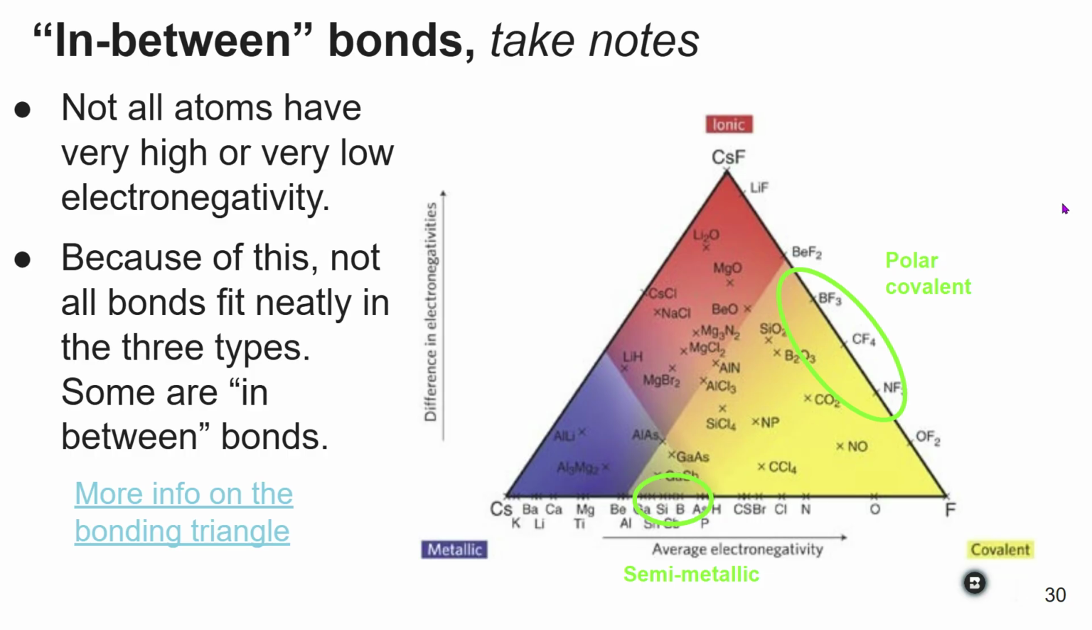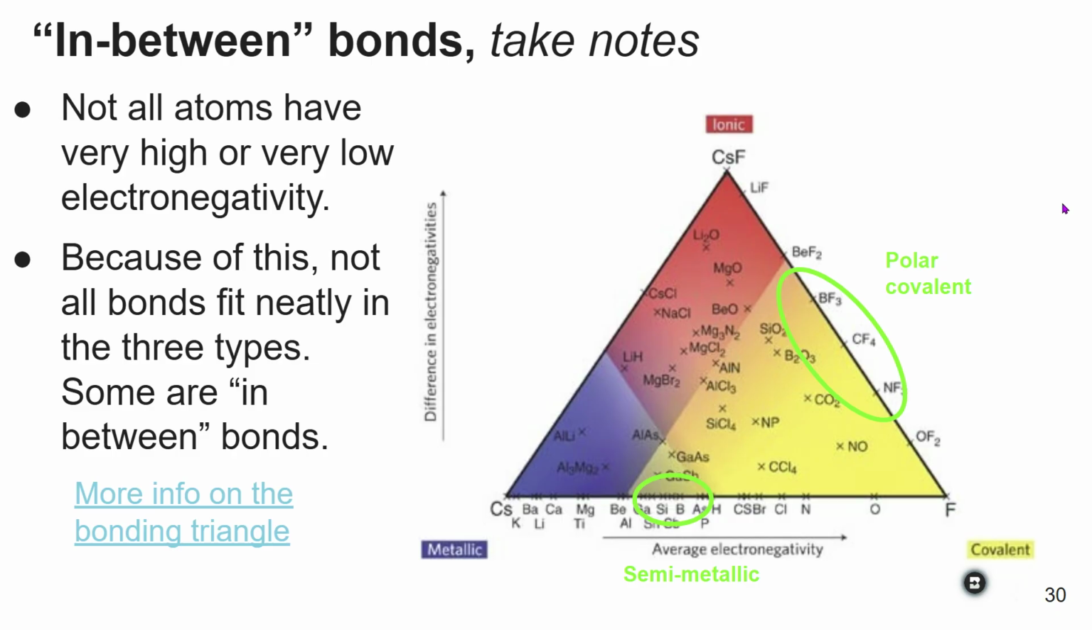Now, not all bonds fall in one of those 3 categories, so let's make sure you write these things down. We have what are called in-between bonds, because not all atoms have very high or very low electronegativity, and so they don't necessarily fit neatly in the 3 types. When you're looking at this triangle over here, you see ionic at the top, covalent at the bottom right, and metallic on the bottom left, with different elements and compounds along the bottom and the right side, and then of course some compounds in the middle.